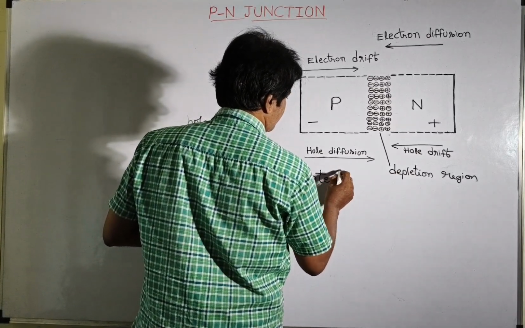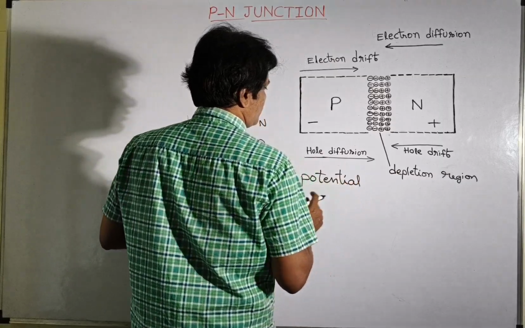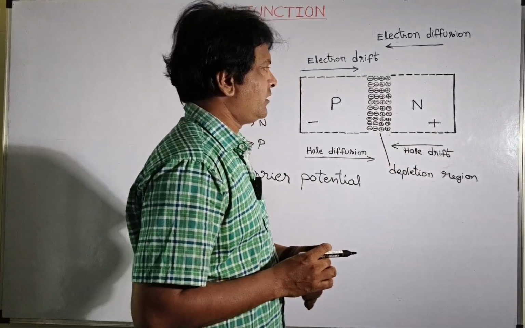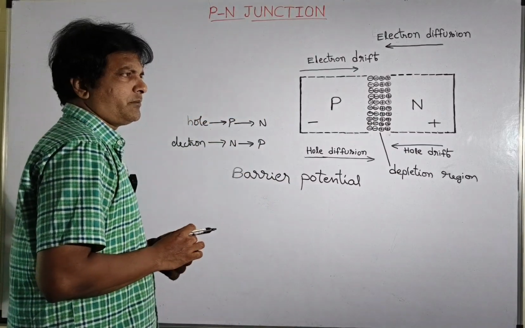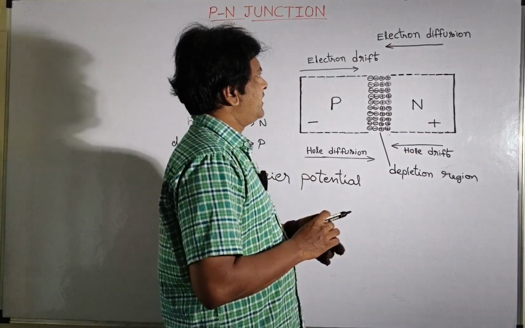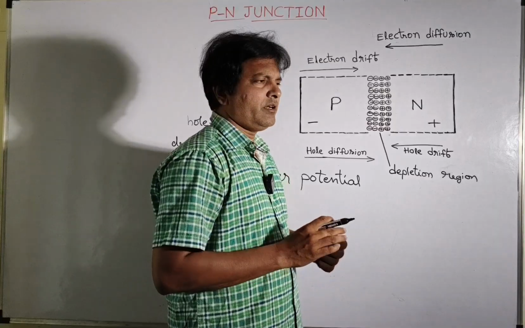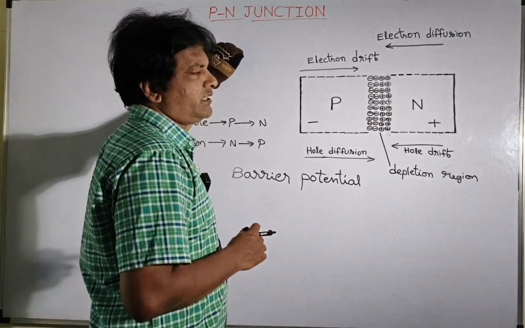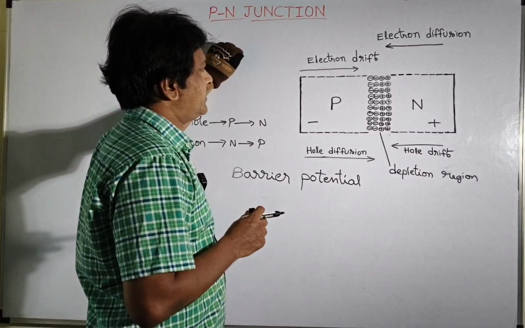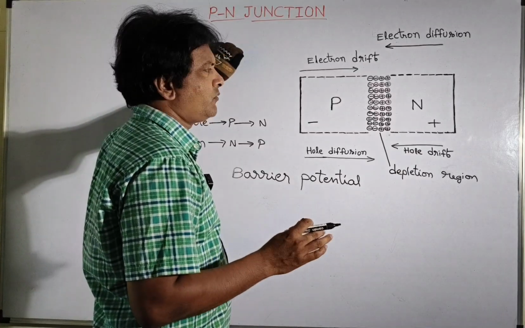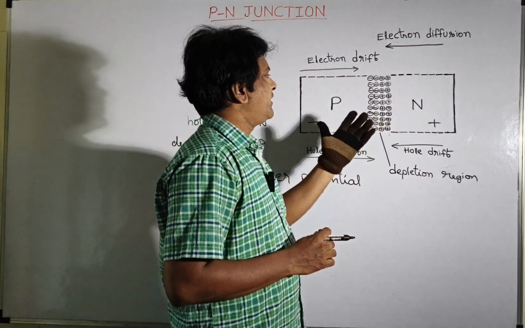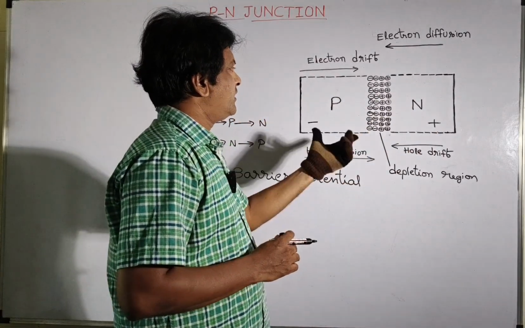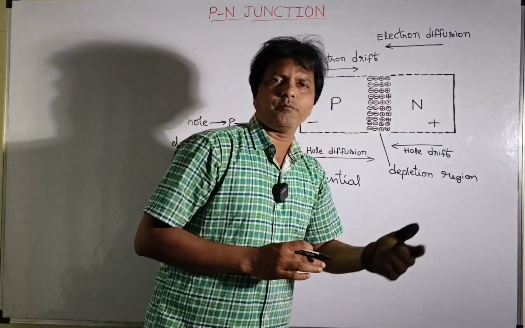Barrier potential. So slowly diffusion current decreases and drift current increases in the process. So at a particular point of time, diffusion current and drift current will become equal. So there is an equilibrium state for the p-n junction where diffusion current and drift current will be equal. At that particular point, the current flowing this side and this side will be equal. The p-n junction is formed.